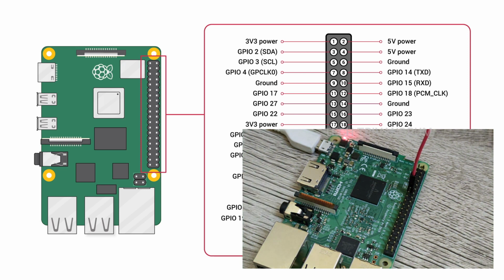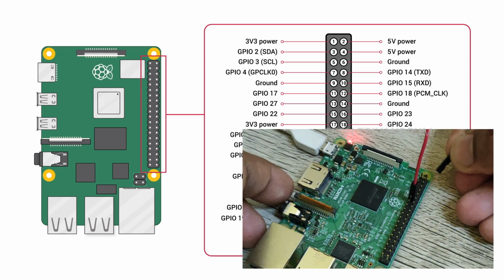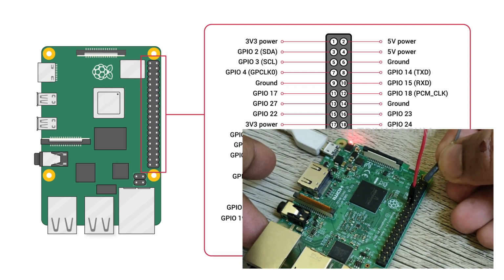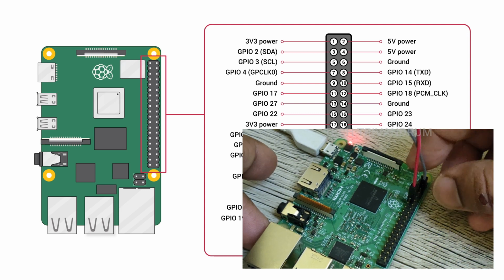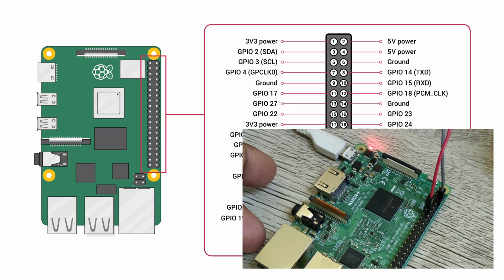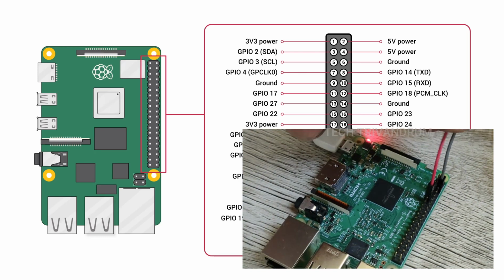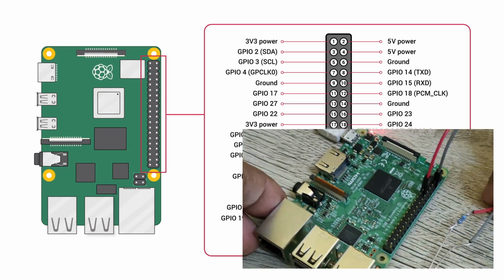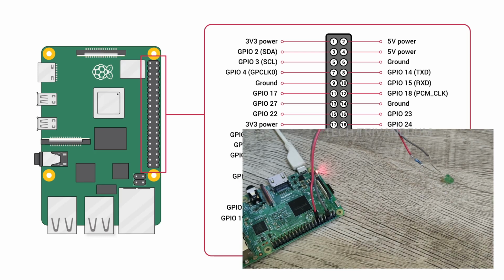And the ground from the right side is the 3rd physical pin. 1, 2, 3. You are free to use any GPIO pins as per your choice. I just used the GPIO 17 for this example. So we have connected the LED now. Now we can do the programming part.